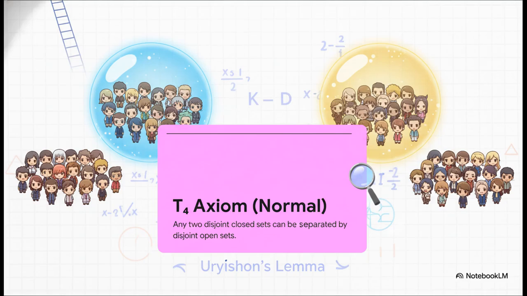And for today, the top of our ladder is the T4 axiom, which gives us a normal space. This one is even more powerful. Now we can take any two separate closed sets, so two separate crowds, and put non-overlapping bubbles around both of them. No problem. This property is so incredibly strong that it unlocks some really famous and deep results in math, like something called Urysohn's lemma. And what that lemma does, basically, is it gives mathematicians a way to build smooth bridges, or functions, between these separate sets. It's a huge deal.